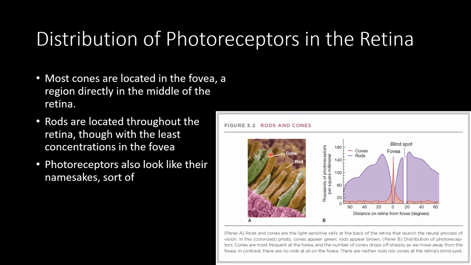Now, this is an electron microscope's picture of the rods and cones. They don't actually have this kind of coloring, but they are named after their namesakes, where this little oblong shaped thing is the cone, and these little stick things that look like chip puffs are the rods.